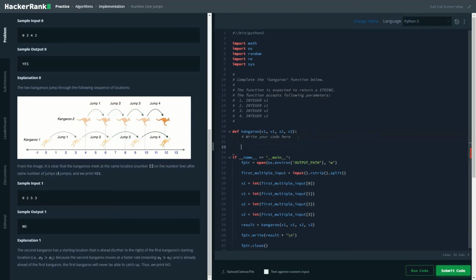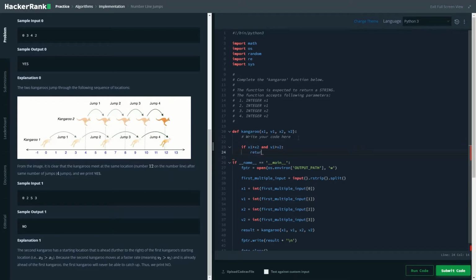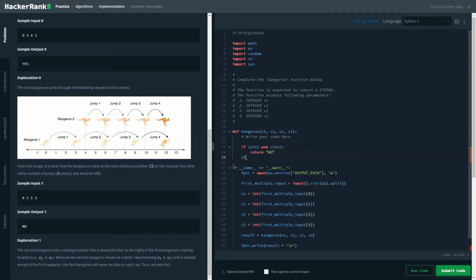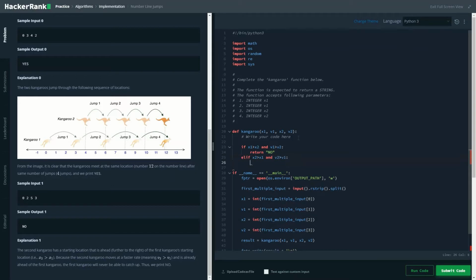So let's do that. If x1 is greater than x2 and its velocity v1 is greater than v2, return no. If x2 is greater than x1 and v2 is greater than v1, return no. Once we have done that, let's write a while loop.